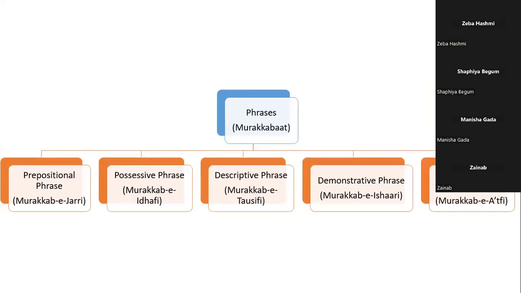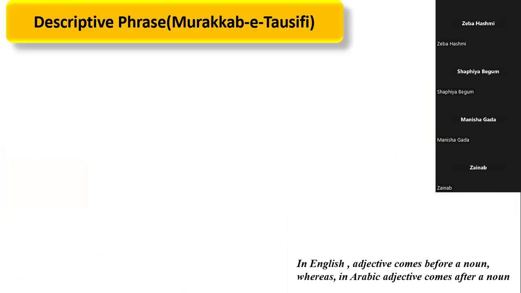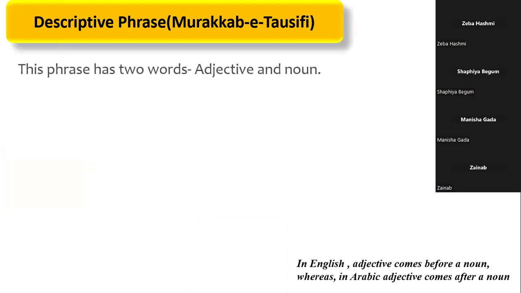So here is the sequence I follow. First we have the prepositional, second Murakkabe Idafi. Now we are taking the descriptive phrase, which is called Murakkabe Tawsifi. Like the previous phrase, which has 2 parts, Mudaf and Mudaf Alayhi, possessed and possessor, in the same way here also it has 2 parts. One word is an adjective and one word is a noun.